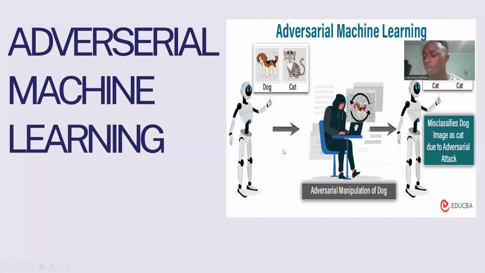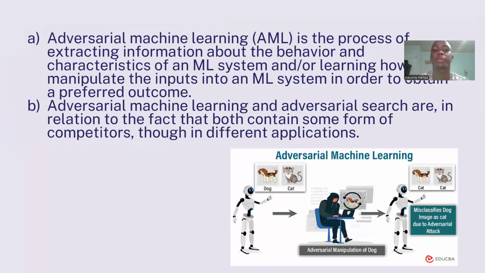Then this takes us to our third question, which is to discuss the concept of adversarial machine learning and describe how adversarial machine learning is related to adversarial search. Adversarial machine learning is a process of extracting information about the behavior and characteristics of an ML system and learning how to manipulate the inputs into an ML system in order to get a preferred outcome.